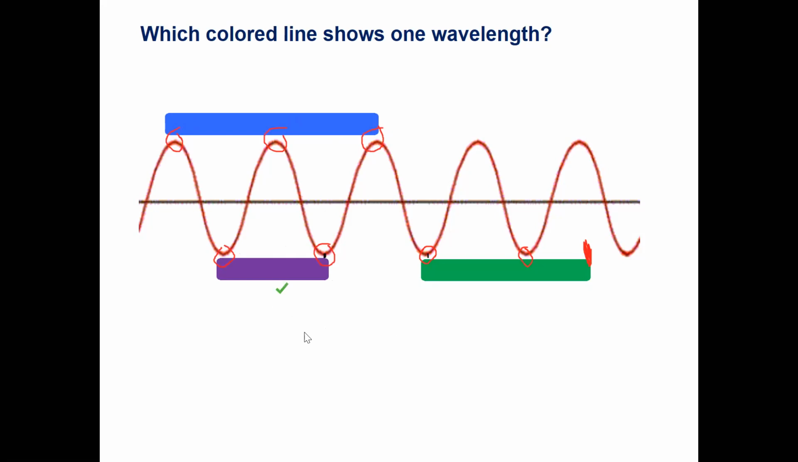But whoever said blue, what could I do to make this one wavelength? Or if anybody can tell me, what could I do to make this one wavelength? This blue one up here. Make it top to top. Make it top to top, exactly. So yes, or cut it almost in half, exactly.